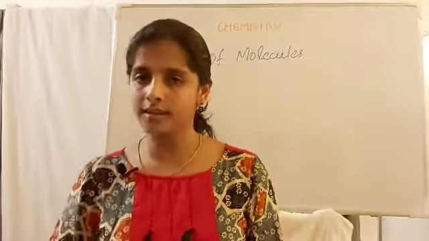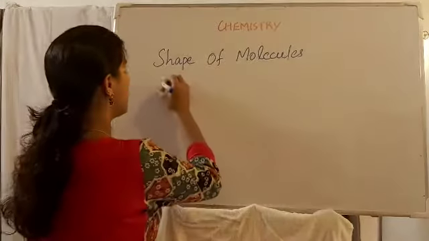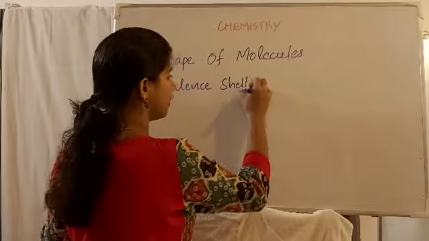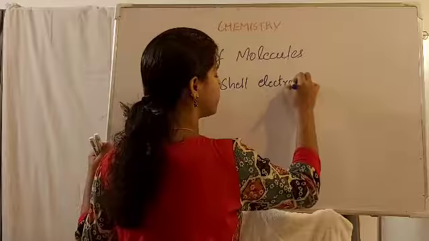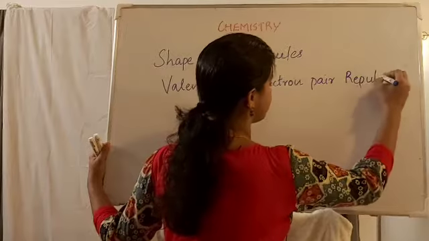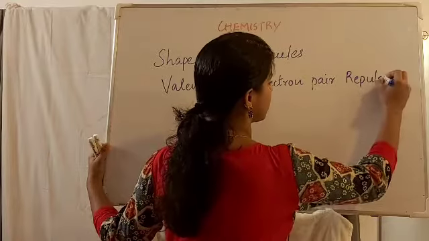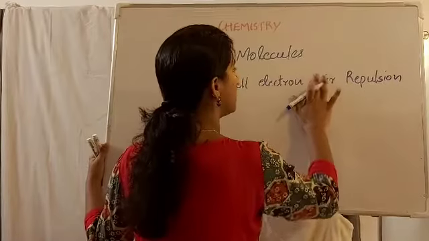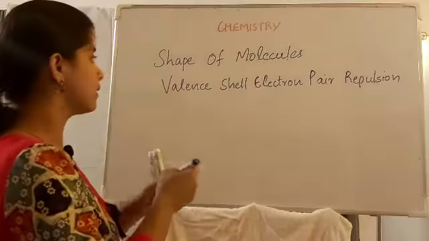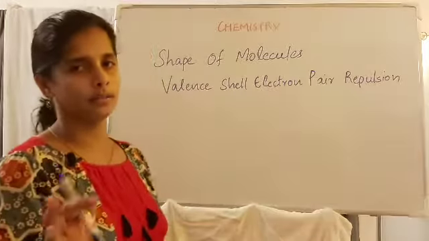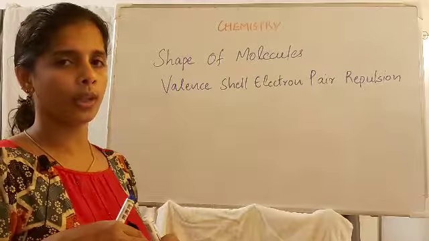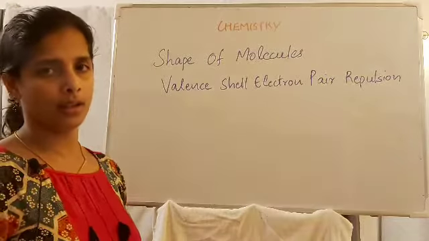One such theory is the valence shell electron pair repulsion theory. Valence shell electron pair repulsion theory. So we can say it as VSEPR theory.